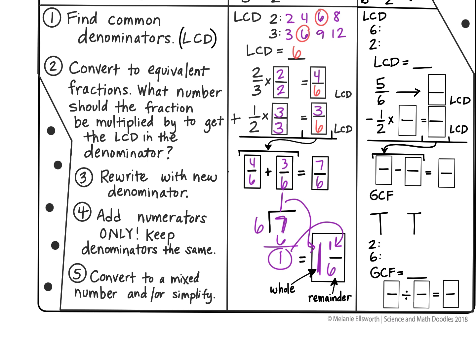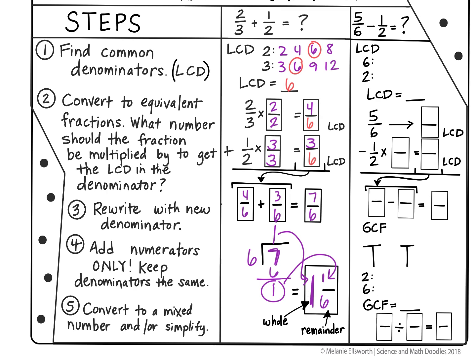Okay, now the next one is subtraction. Guys, it's the same exact steps. The only difference is instead of adding, I subtract my numerators. So we get there the same way. We start out by listing my multiples. Again, multiples are for the 2 denominators that are different right now. So if I have 6 and 2, I want to list out some multiples of 6.